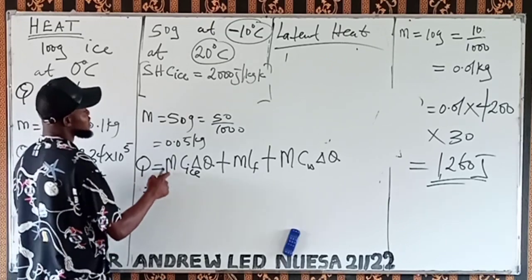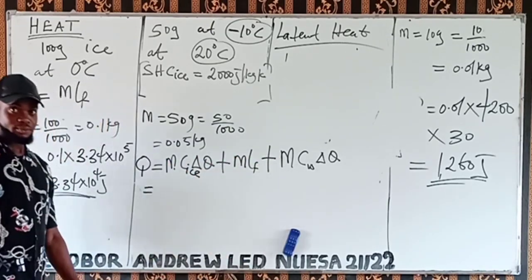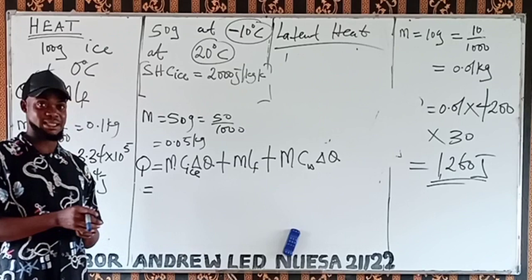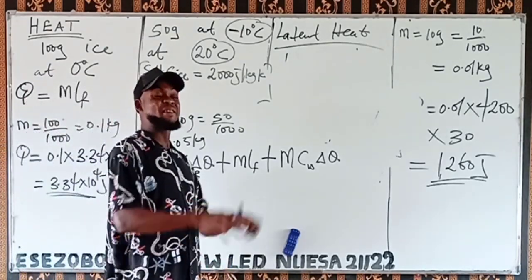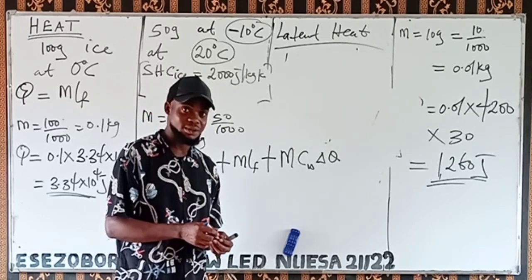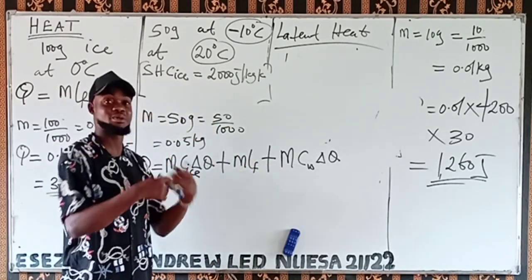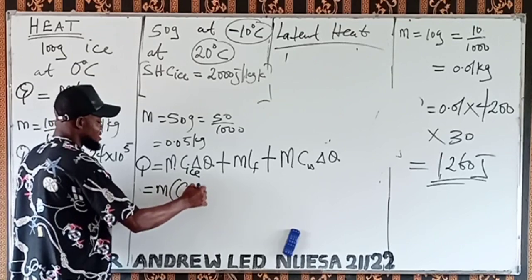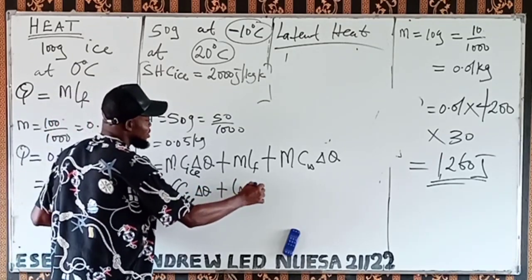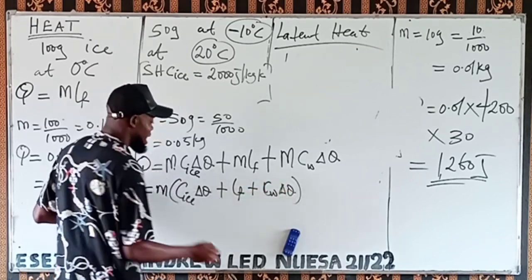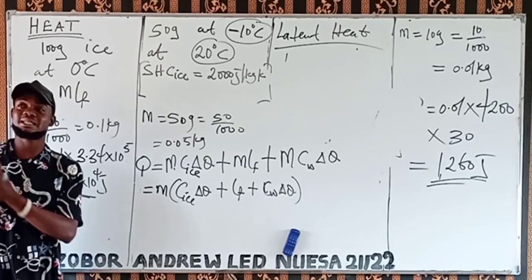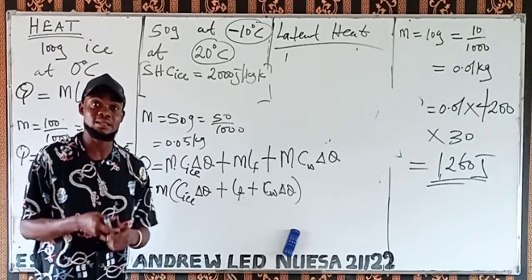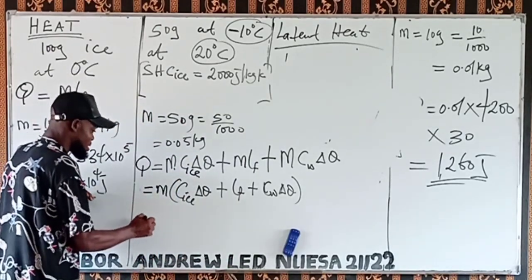Now what is this one? The mass is 0.05. So the mass will be the same. Look at something: if you have a large block of ice inside a container and it melts, the mass will still be the same. It will not change. Take note of that. So I can decide to move the mass out. So we have c for ice times change in theta, plus Lf, plus c for water times change in theta. So if they ask you a question, if a large amount of ice placed inside the container is completely melted, what will happen to the mass? The mass remains the same. It will not change.